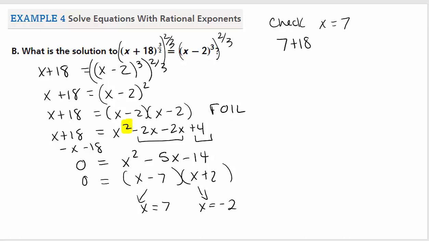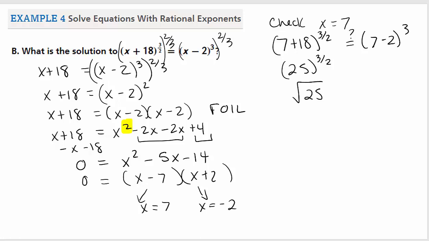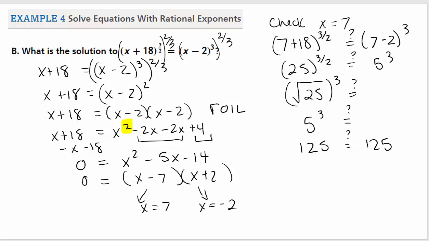So 7 plus 18, to the 3 over 2, equals 7 minus 2, cubed. So we end up getting 25 to the 3 over 2, which is the same as the square root of 25 cubed. I'm just focusing on the left-hand side right now, which is 5 cubed, which is 125. On the right-hand side, we would get 5 cubed, which is 125. So x is equal to 7 works.